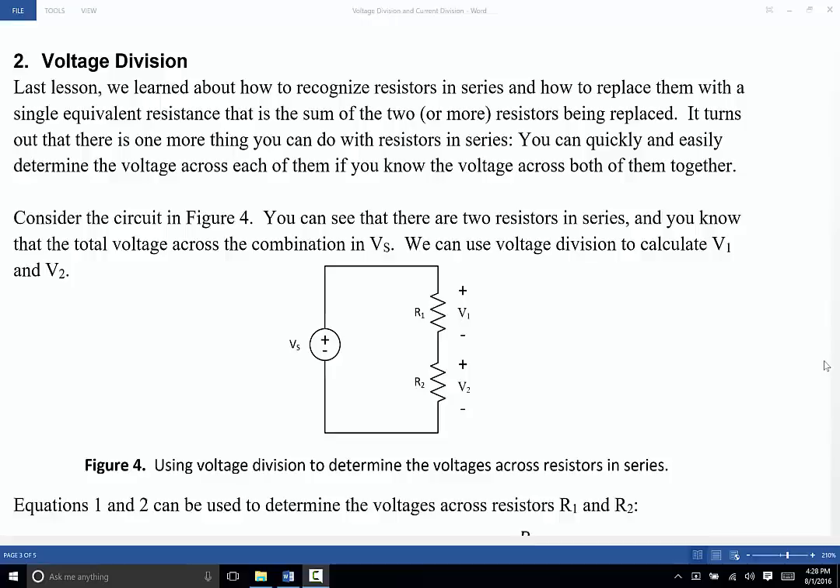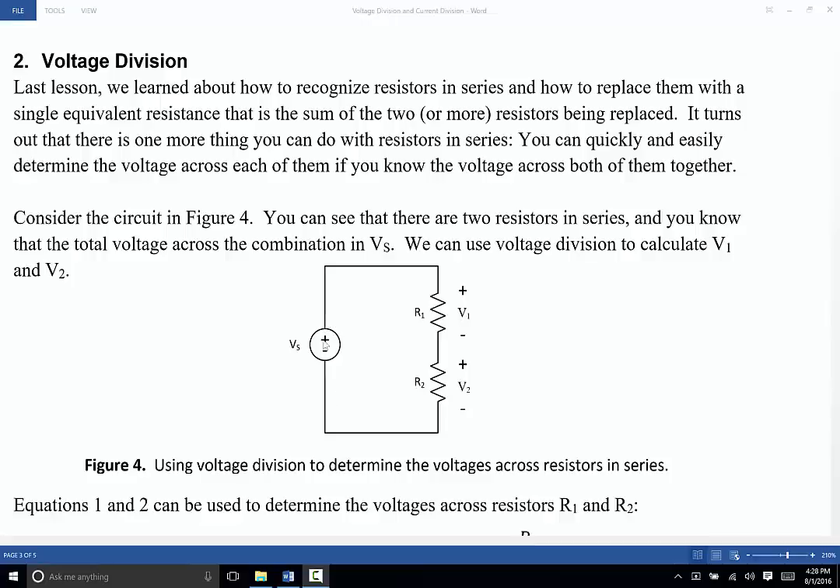But there's one other thing we can do if we don't want to combine them together. If what we really want to do is find the voltage across each of those two resistors, and if we also happen to know the total voltage that appears across both of those resistors, then we have a special set of equations that can be used to calculate the voltage across each of them. So essentially the question that we're asking ourselves is, how do R1 and R2 share V sub S?